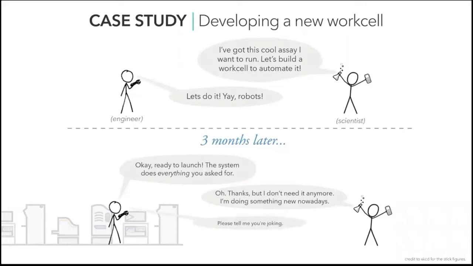And one of the fundamental issues here is really a difference in development timescales. In the time that it might take for you to build a shiny, fully automated robotic system that does everything that you want it to do, well, the original reason that you built it for has probably already changed.